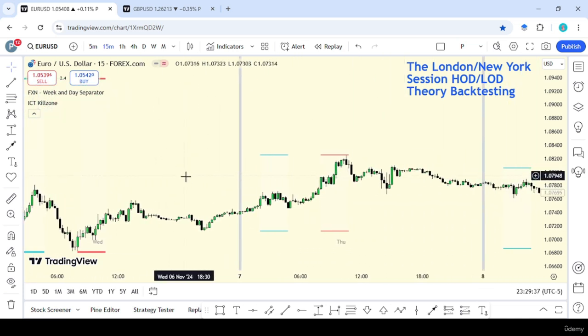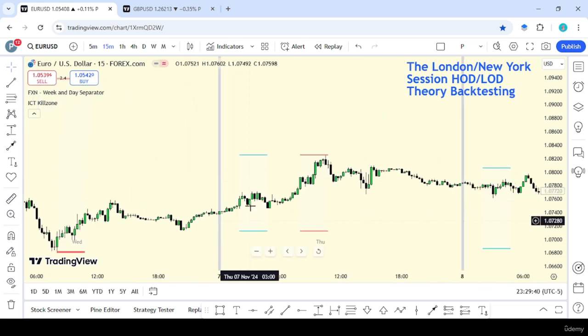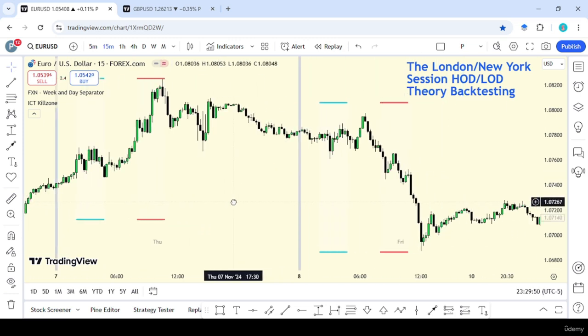Then the next day we had London did not form the high or low of the day. We had the low at midnight. Then the high was created at 10:30 a.m. So basically that's another scenario where we had the New York session create the high.